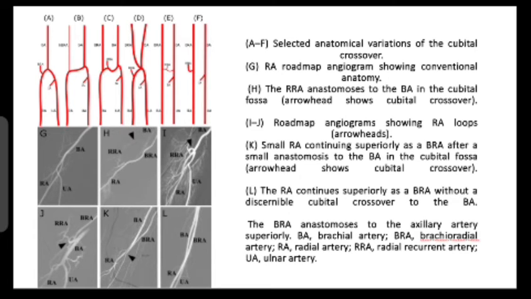In cubital crossover from A to F, G shows a right radial artery angiogram showing conventional anatomy of the radial artery. H shows the right radial artery anastomosing to the brachial artery in the cubital fossa.